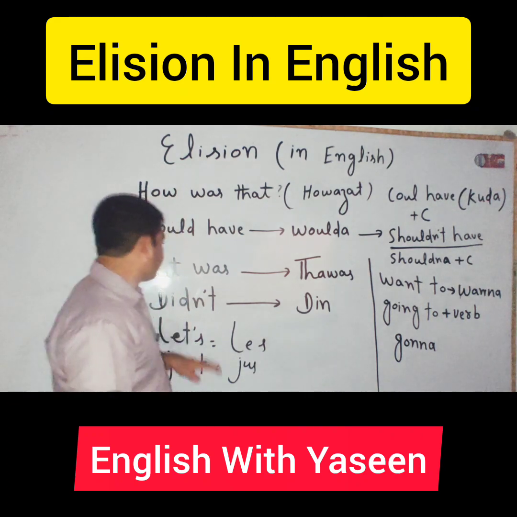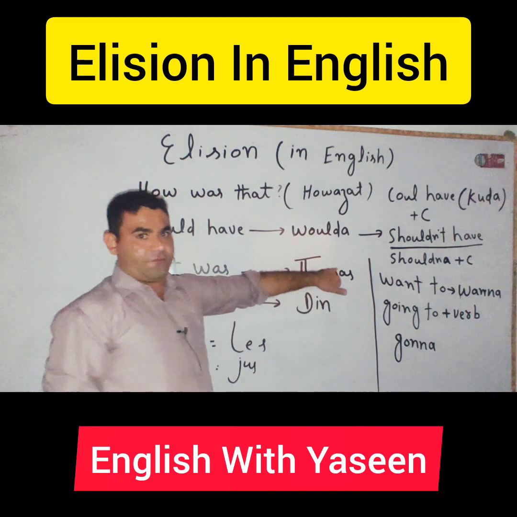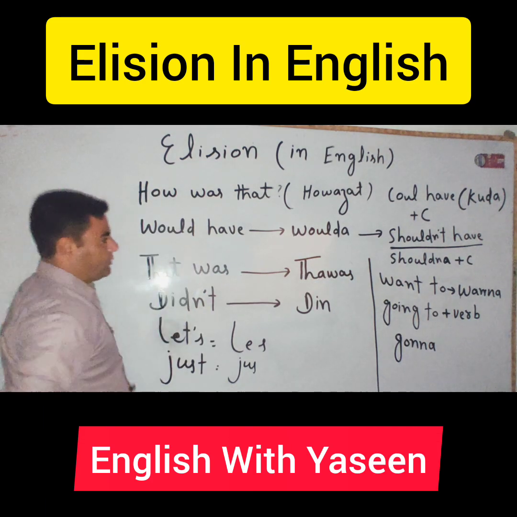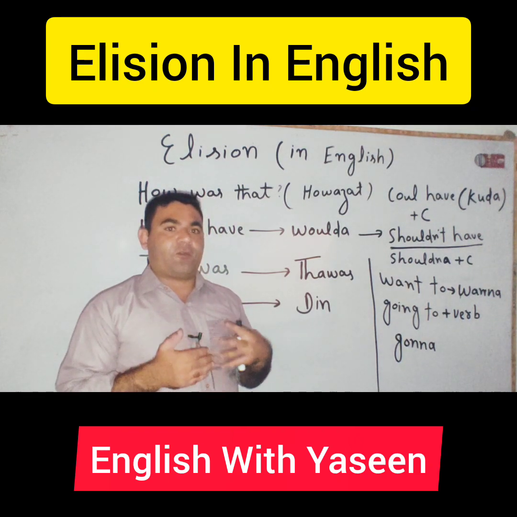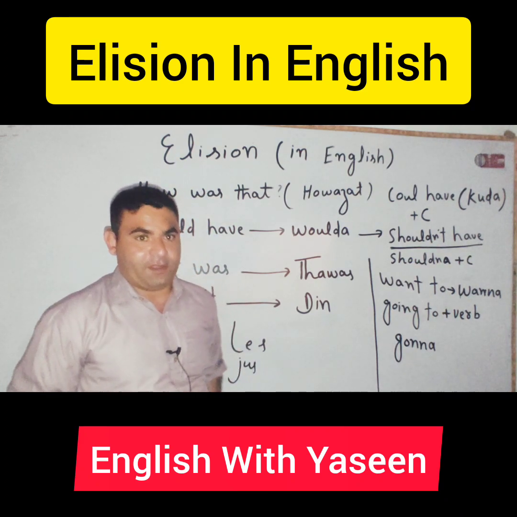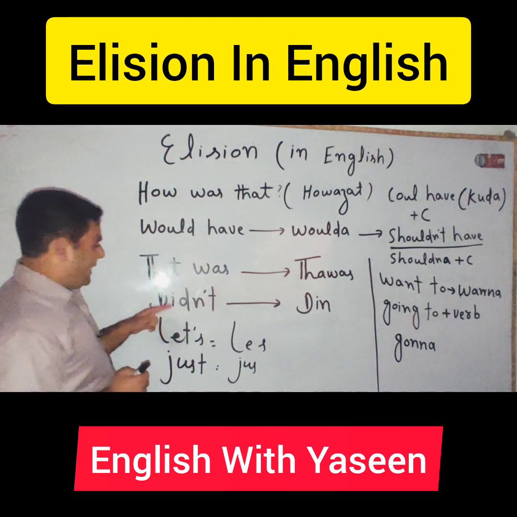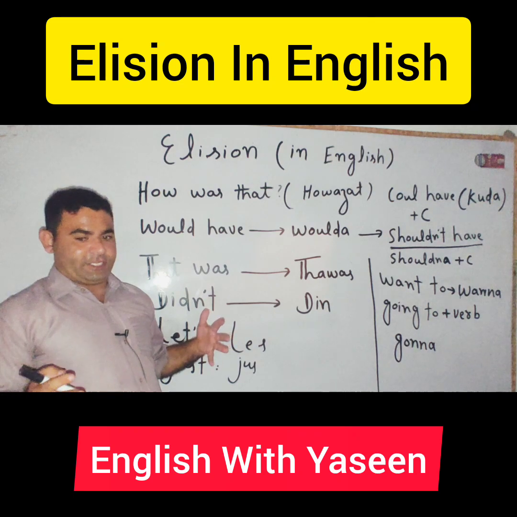It was easy. That was, so you can say there was. So instead of using that was, you can say there was a nice party. There was a nice party, right? How was the party? That was a nice party. Instead of that was, you can say there was, right? In single words, as I told you, there is no rule for elision, okay?